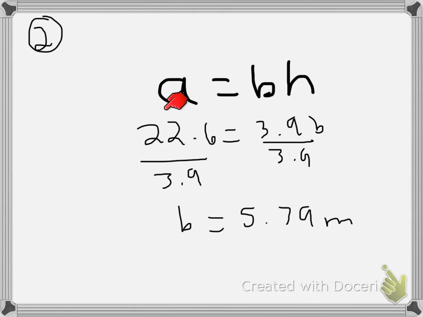Okay, so my area was 22.6. My height was 3.9. And my base, well, that's what I'm trying to find. So this is multiplication. To undo multiplication, I divide on both sides. And I got base equals 5.79 meters. It's not meters squared. How come? I hope you just answered, because it's not area.